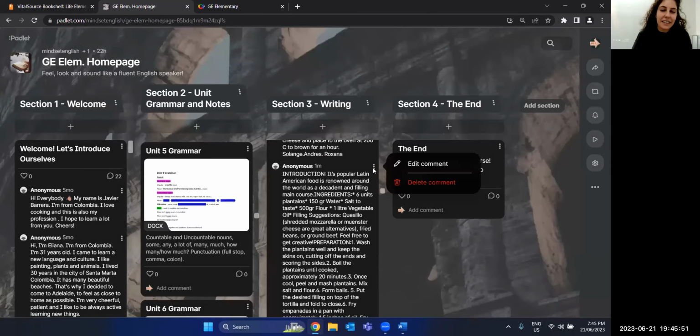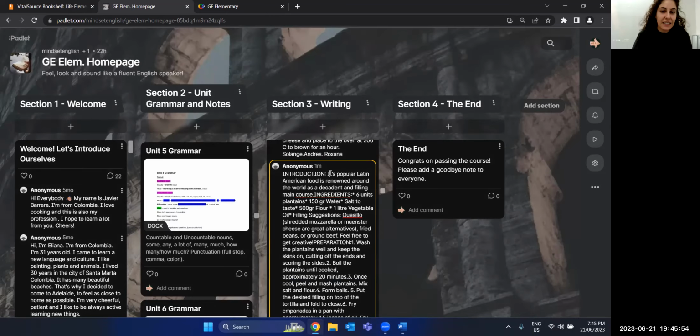It's not really nice to start a sentence with it. So try not to start with it. Say, this is a popular Latin American food which is renowned around the world as a decadent and filling main course. Really good.